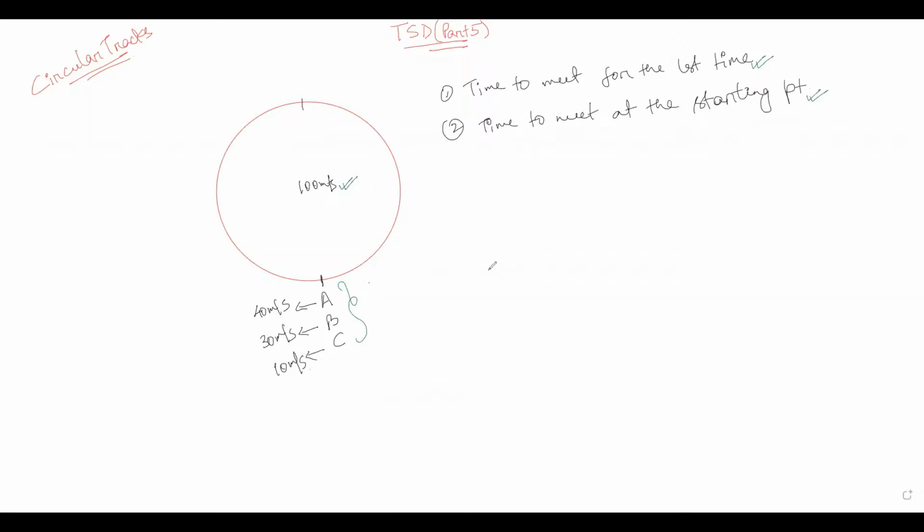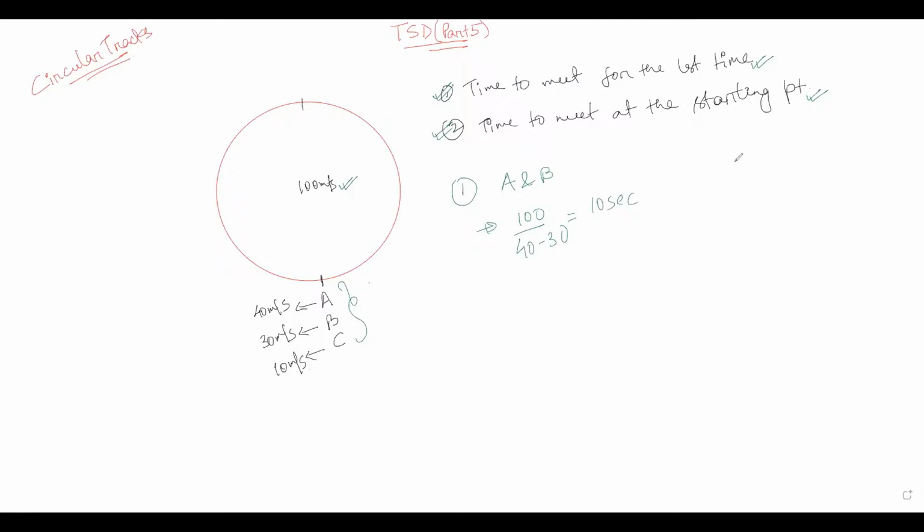Now, to find the time for all of these persons to meet for the first time and to meet at the starting point, let us consider first the time for A and B to meet for the first time. So for A and B to meet for the first time, this would be simply 100 upon 40 minus 30, as they are traveling in the same direction. So this would be 10 seconds.